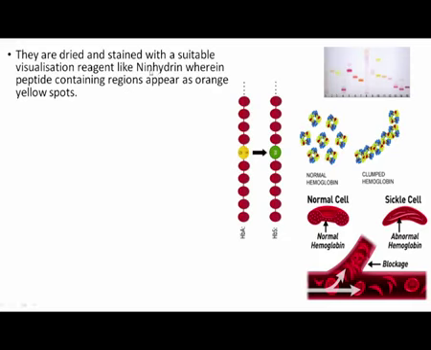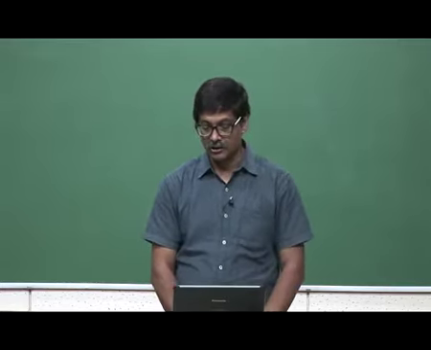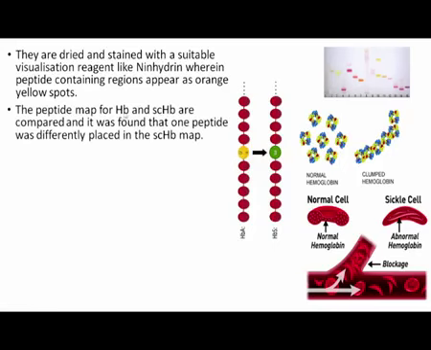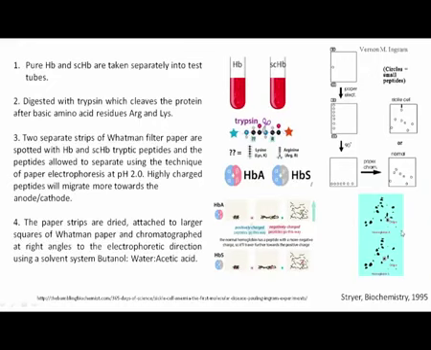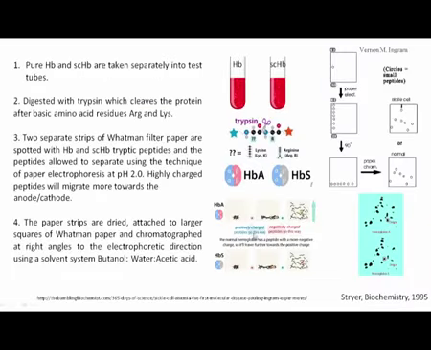The name is given here. So, once you just spray some ninhydrin on those Whatman filter paper, then you will see some orange or yellow spots, just like what has been shown in this particular cartoon, appearing on the electrophoretic paper. So, what you do? The peptide map. Now, this is kind of a peptide map, or the previous one which I just now showed. This is the kind of a peptide map that gets generated with different colors. The peptide map of hemoglobin and the sickle cell hemoglobin are compared, and it was found that one peptide was differently placed, which I just now showed in my previous slide. So, one of these peptides is differently placed as compared to all the other dots or the spots.